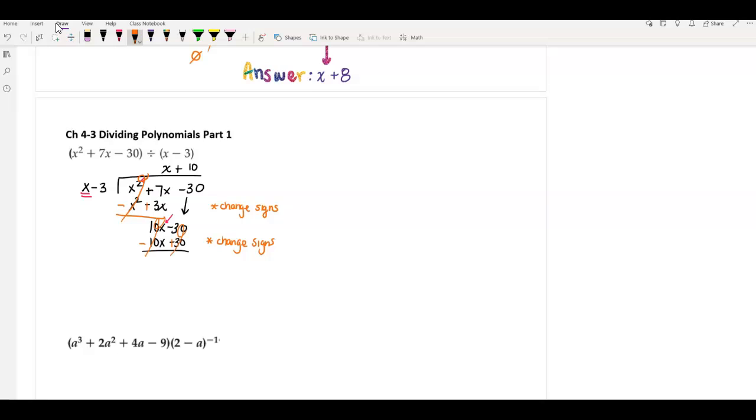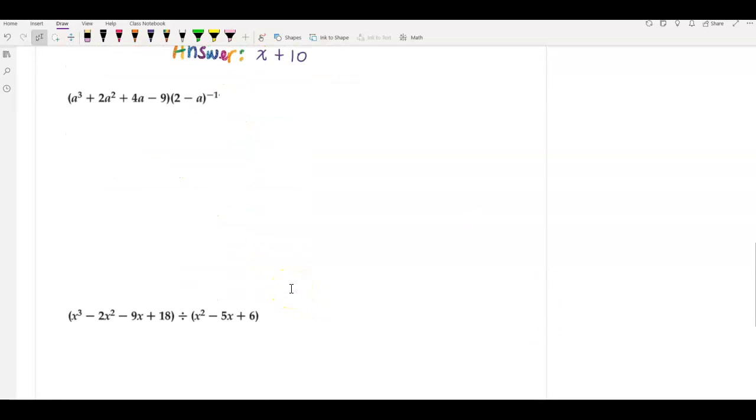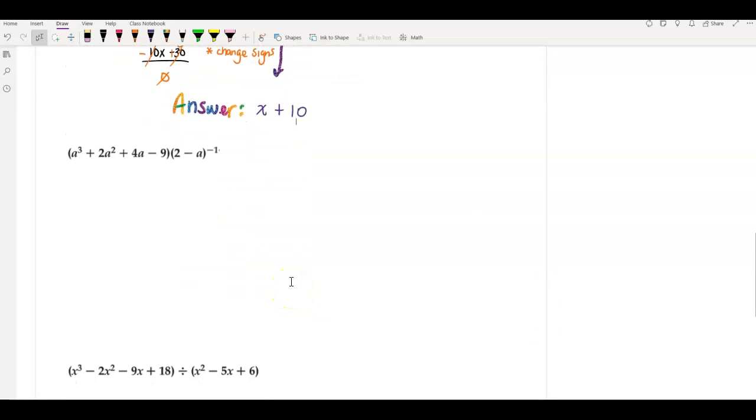These end up canceling. We have no remainder, which means we have an answer of x plus 10. Nice and simple so far. That's how we like it around here. Nice and simple. All right, let's do this next one.